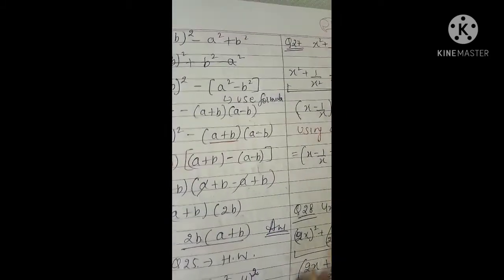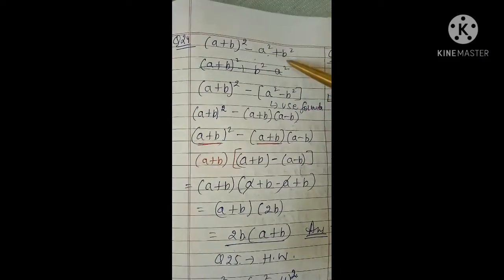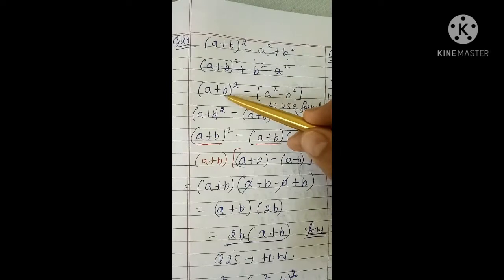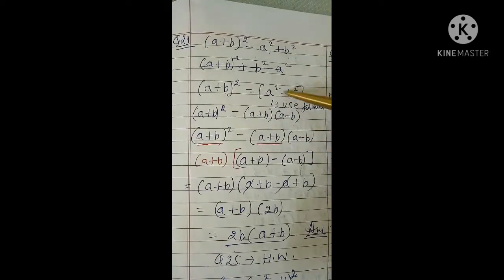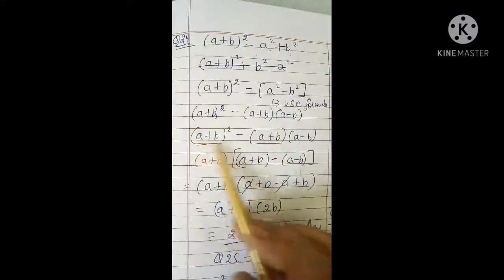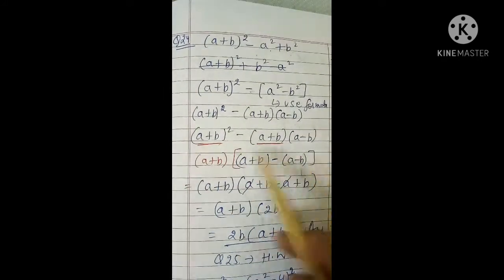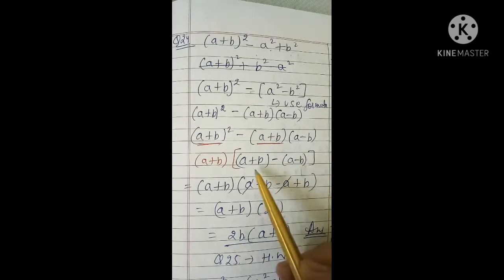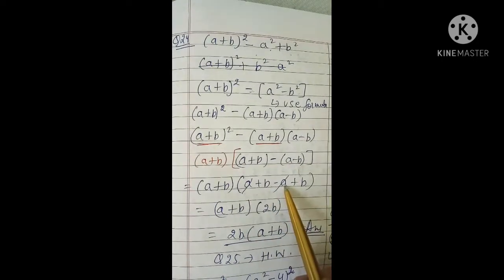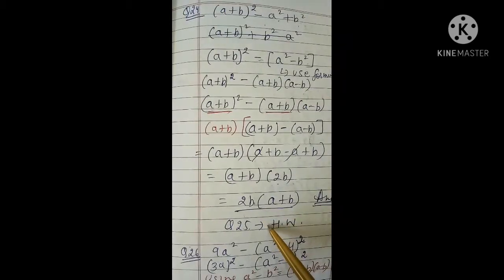Come to 24th sum. 24th question is a plus b whole square minus a square plus b square. That is a plus b whole square, minus sign you can take common, a square minus b square. Okay. Then here you can use the formula a plus b into a minus b. Then from these two numbers a plus b is common, we can write outside, and here we can simply open the bracket. Here a and a, it will cancel, b plus b, it is 2b. And this is your answer. 25 is similar homework.